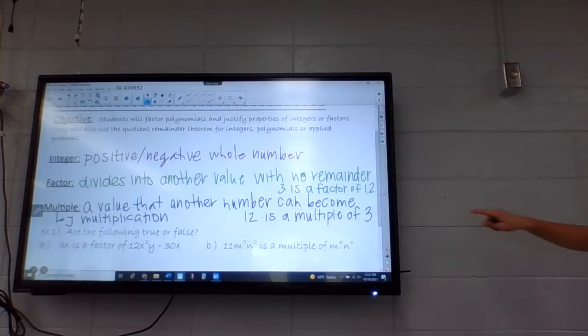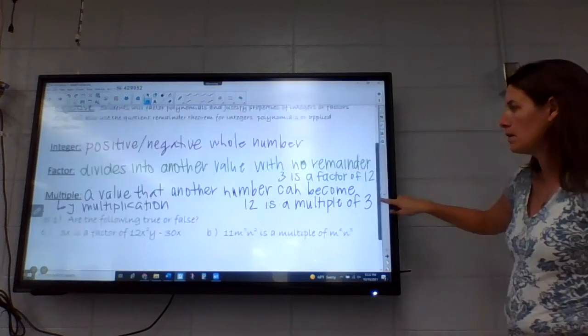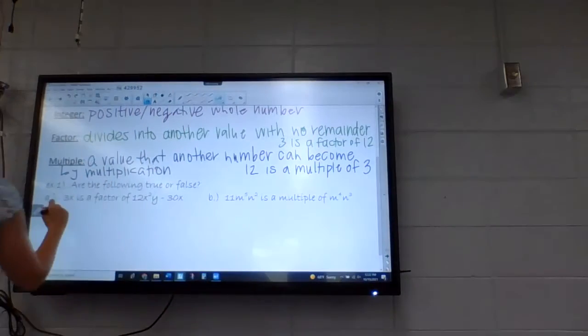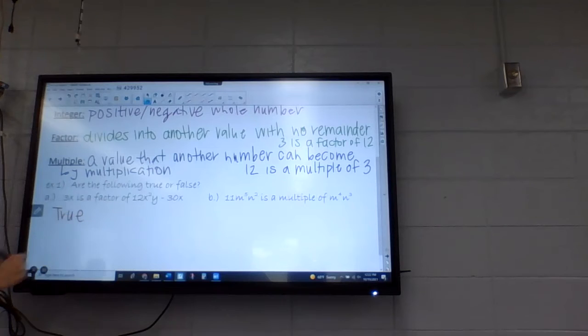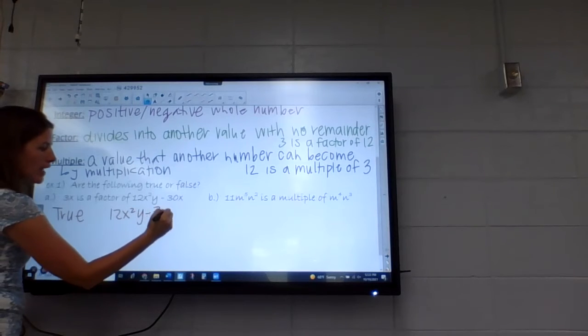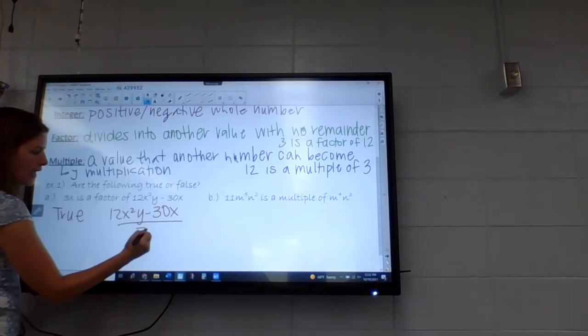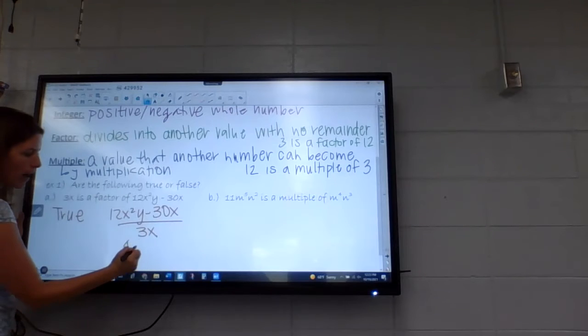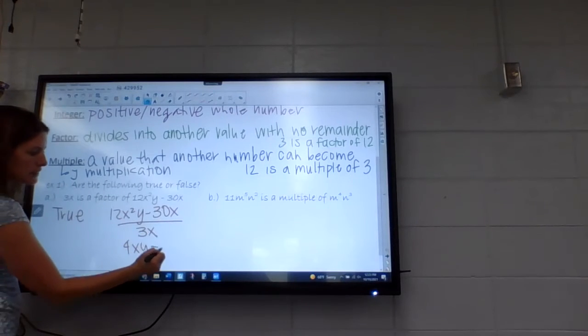Yeah. So I heard yeah, so I'm assuming that means true. How would you show that? There are probably a couple different ways. You could divide by 3x. So I could take 12x to the second y minus 30x and divide by 3x, and show that it works out. I can distribute this, and it would be 4xy minus 10.